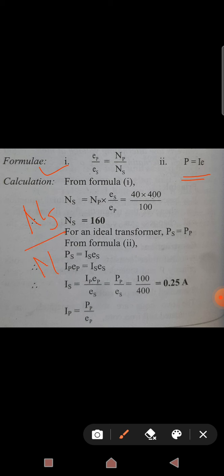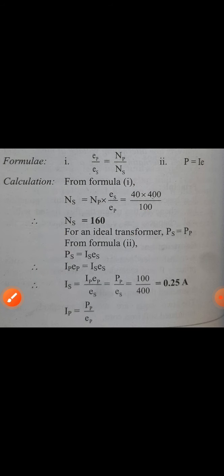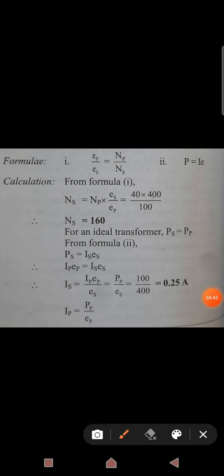Ns upon Np is equal to Es upon Ep. As we have to calculate Ns, it will become Np multiplied by Es upon Ep. So substitute the values, Ns is equal to Np into Es upon Ep. The zeros will get cancelled. 40 into 4, we are getting Ns is equal to 160.